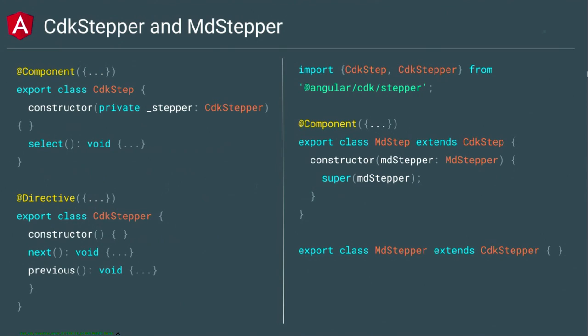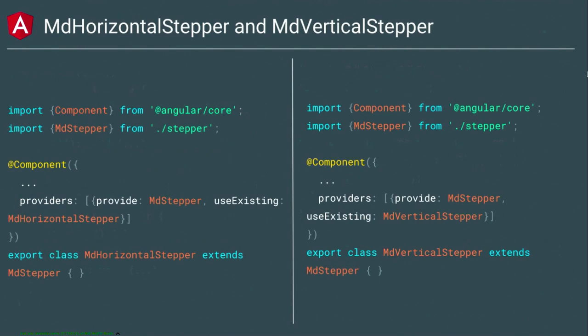And why is this important? Because this allows the users who do not want to follow the material guideline but would like to create a stepper using the logic for the stepper component would be able to use the CDK stepper instead of the MD stepper component to create their own stepper component. And then to support the horizontal stepper and the vertical stepper, we have the MD horizontal stepper for the horizontal stepper using the horizontal template and the stylings that support the horizontal stepper, which simply extends the MD stepper. And same for the MD vertical stepper, which supports the vertical stepper's template and the stylings.